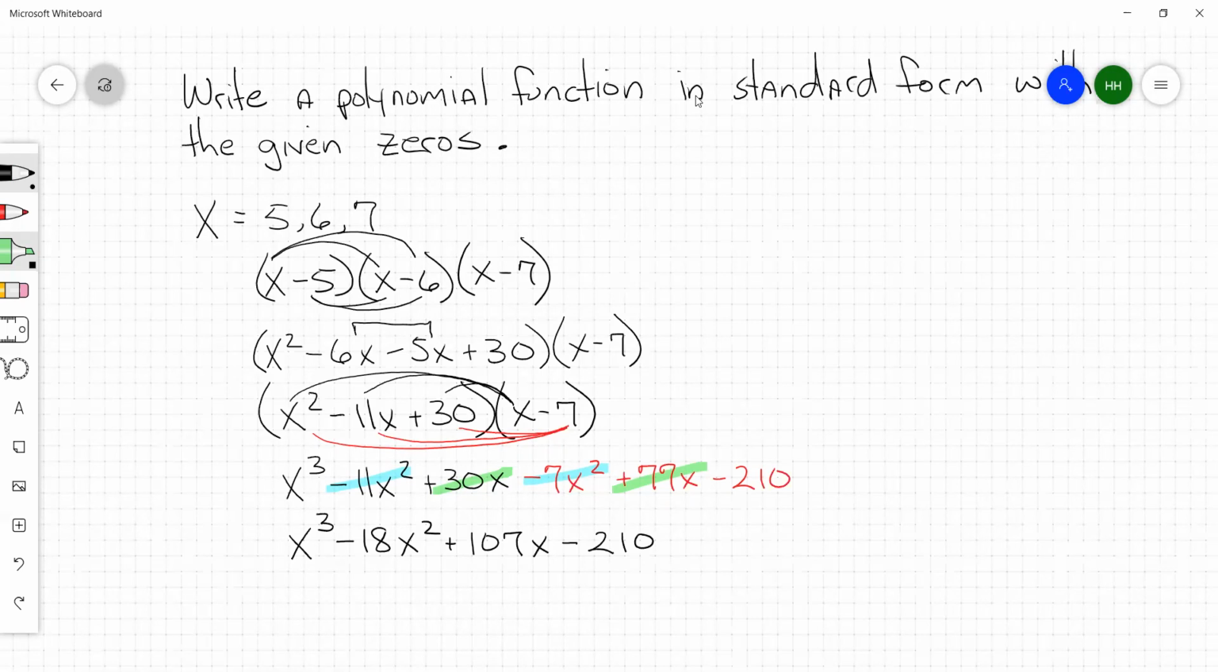The steps are, you take the zeros, you write your factors, take your factors and multiply. Combine like terms, and make sure that in your last step that your exponents are in descending order. All right? Your exponents have to be in descending order. Anybody have any questions on that? Taking the zeros, writing the factors, then writing the function in standard form.